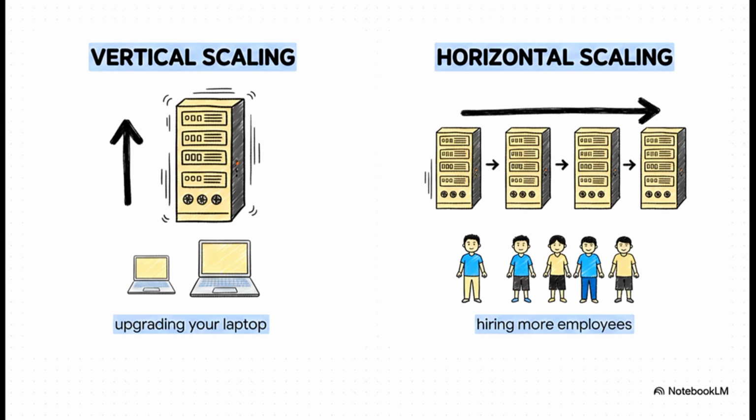You're making one single machine more powerful with more RAM or a faster CPU. Horizontal scaling is more like hiring more employees. You're adding more machines to share the work. For almost all modern apps, scaling out is the way to go because it's way more flexible and, honestly, there's pretty much no limit to how big you can get.